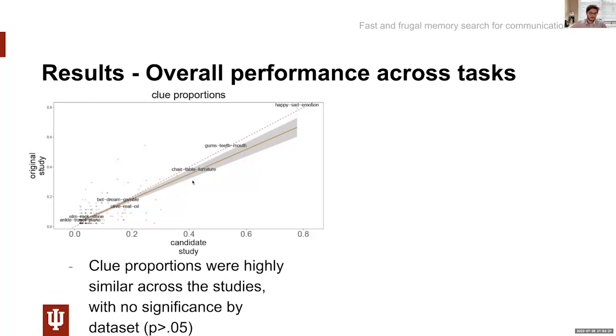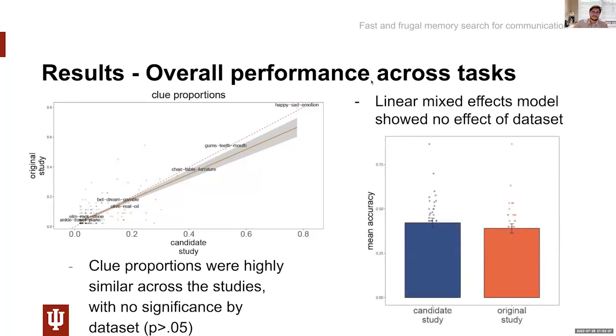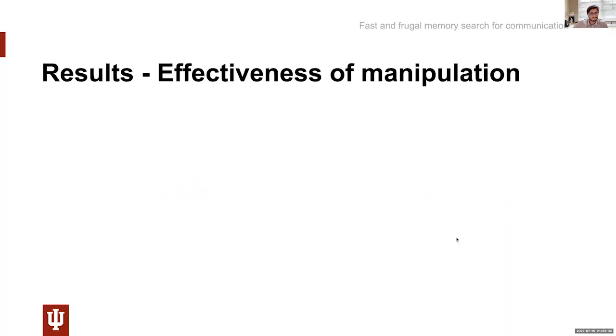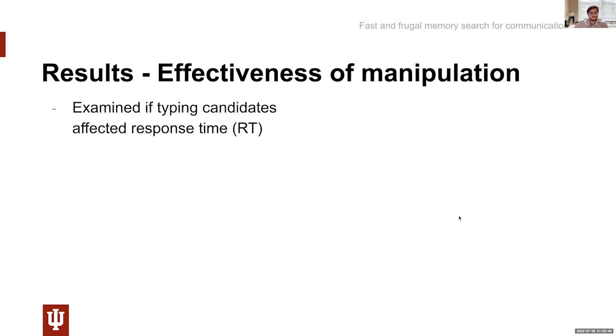So luckily there was no bias between the 2 studies, and we're able to continue by applying a linear mixed effects model against the 2 data sets for the 2 different studies, and show that they're not dissimilar in any way. So we're able to evaluate that. Now we can look at the effectiveness of the manipulation of words here in candidates.